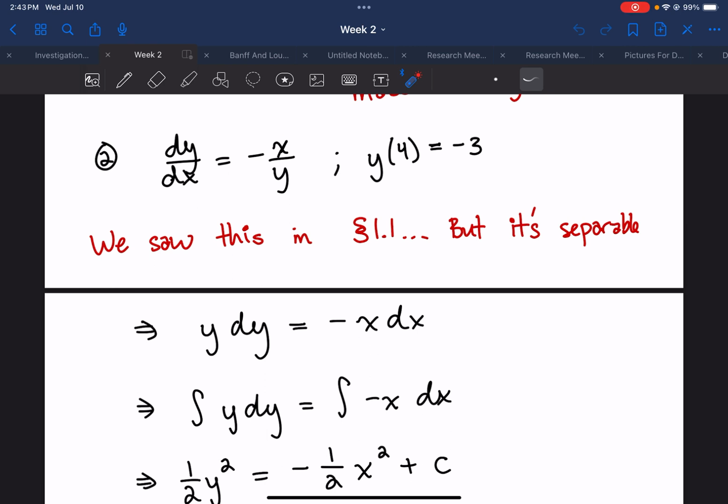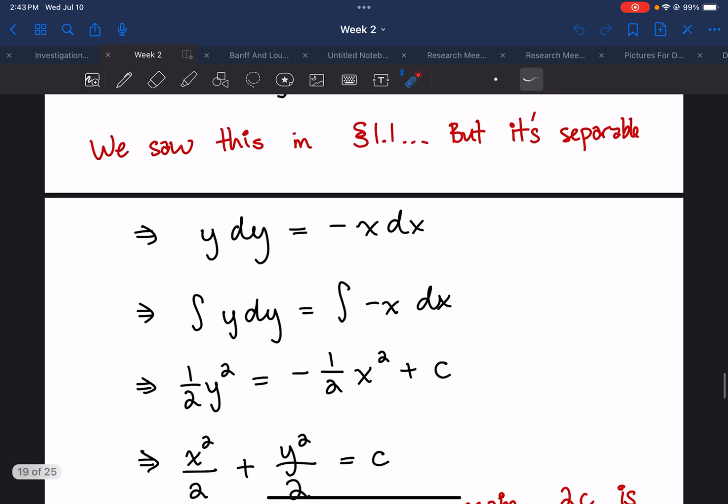So how do we deal with a separable equation? We put the y's to one side and the x's to the other, right? Take the y's across, take the x's across. So we get y dy equals negative x dx. Integrate both sides. We get 1/2 y squared equals negative 1/2 x squared plus a constant of integration.